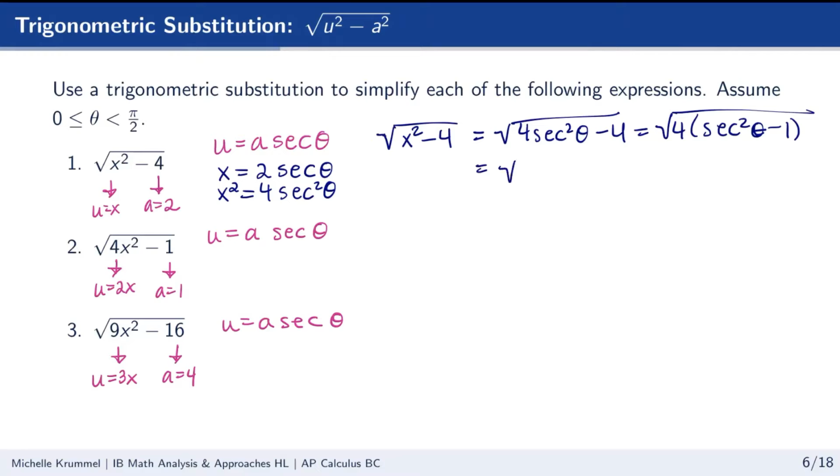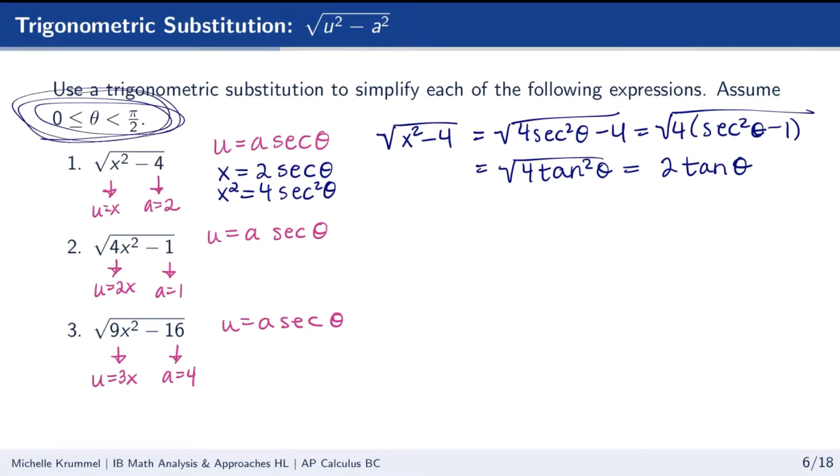So this is equal to the square root of 4 tan squared theta. So it's 2 tan theta, or possibly negative 2 tan theta. It's 2 tan theta in quadrant 1, but it's negative 2 tan theta in quadrant 2. But we do have this assumption that we're making here, that we are working in quadrant 1.